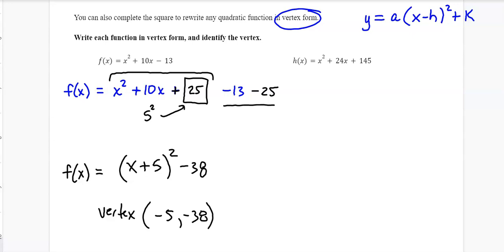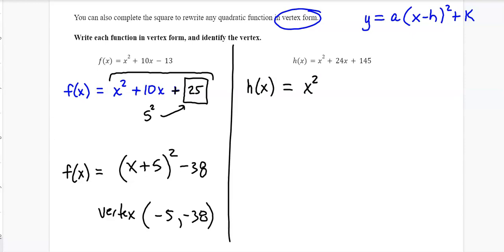Now, I don't know if I would do that for graphing. I would probably just use what we learned in 5.2 and do the negative b over 2a thing, but you could. So let's try it again on this next problem. I'm just erasing to give myself some room. So again, I have h of x equals x squared plus 24x. I'm about to do something to it. I have the plus 145.